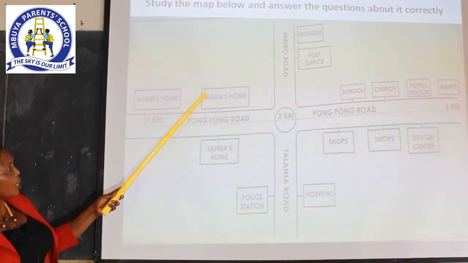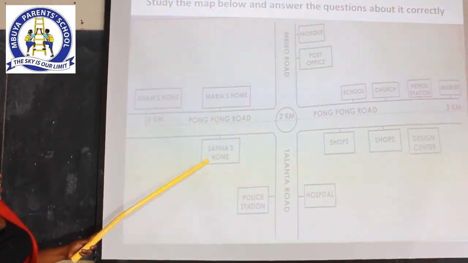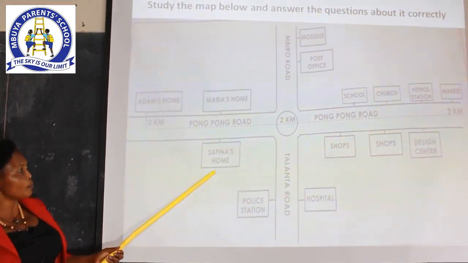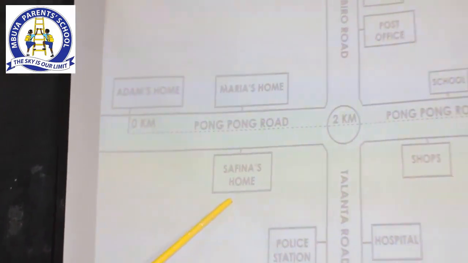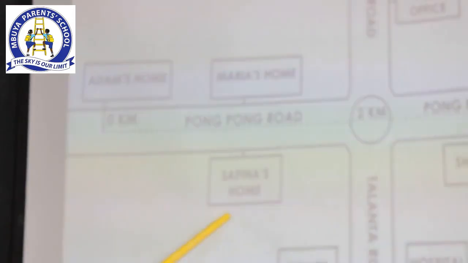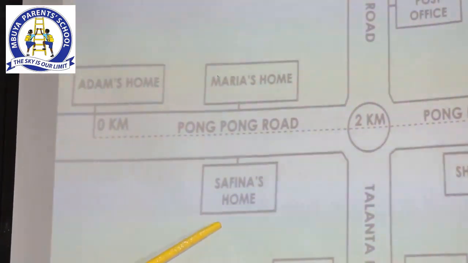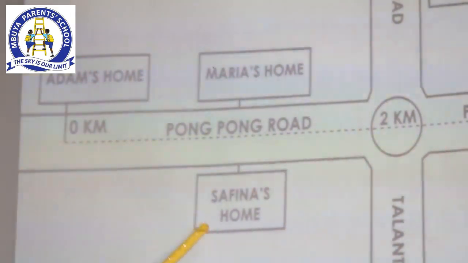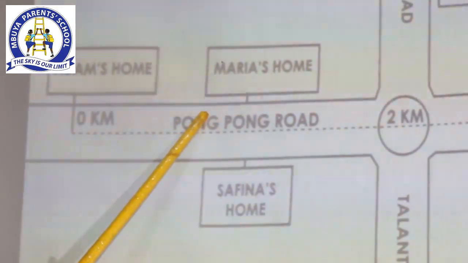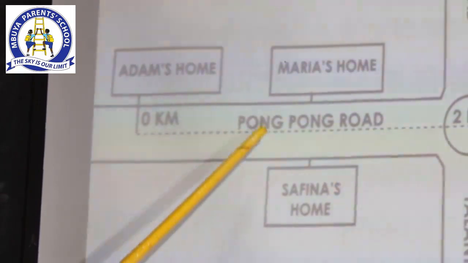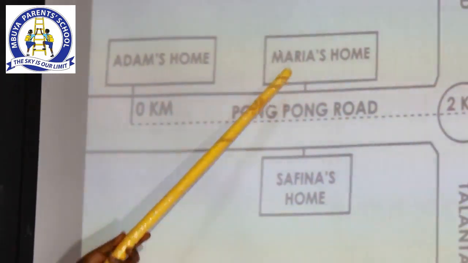Maria's house is here. As you are seeing the buildings and the homes on the map, which house do you think is opposite Maria's? Someone to help us? Thank you. So Safina's house is opposite Maria's. It is this house which is opposite.